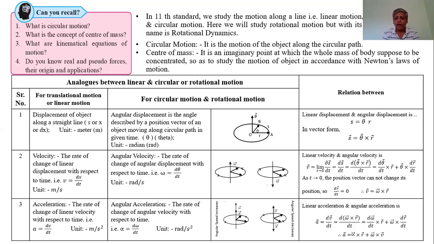So here, vector S, that is the smaller linear displacement, is a vector quantity. That linear displacement in vector form can be represented like this: vector S is equal to vector theta cross vector R. Since it is in the anticlockwise sense, here I explain with some diagrams.